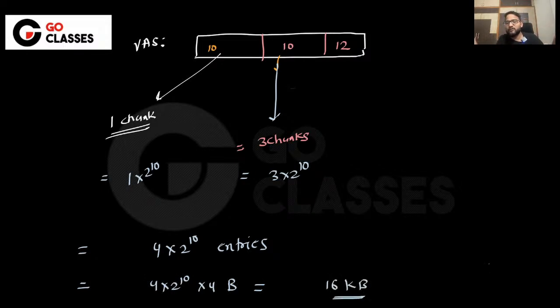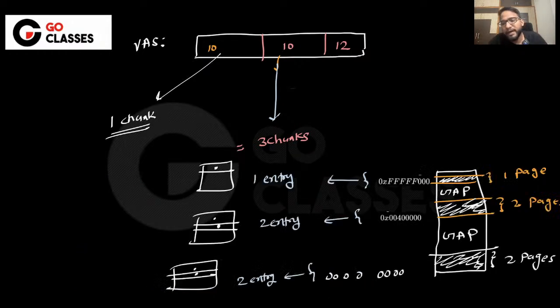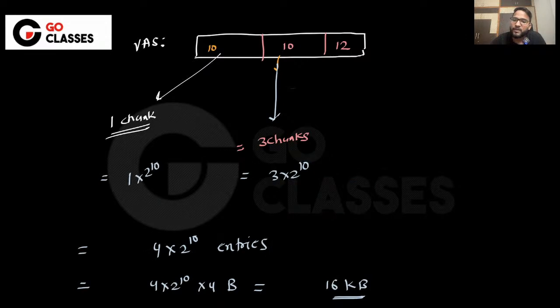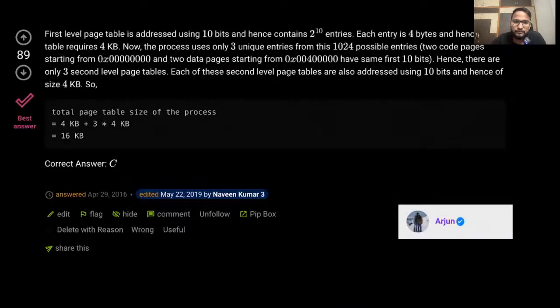If the gap is very large, if your data is not very contiguous, then you will be needing 16 KB. Let me see the answer. One chunk you need here, 3 chunks you need here, 16. Whatever I guessed actually seemed to be the correct answer. You actually need 16 KB.